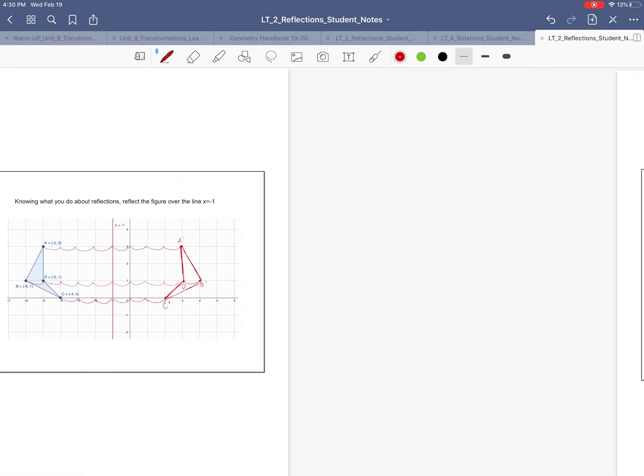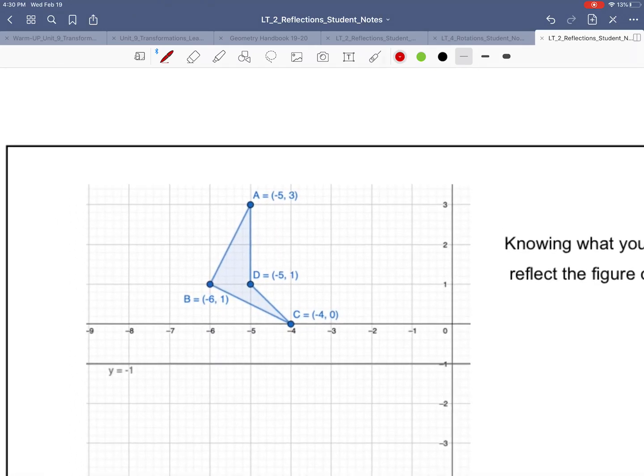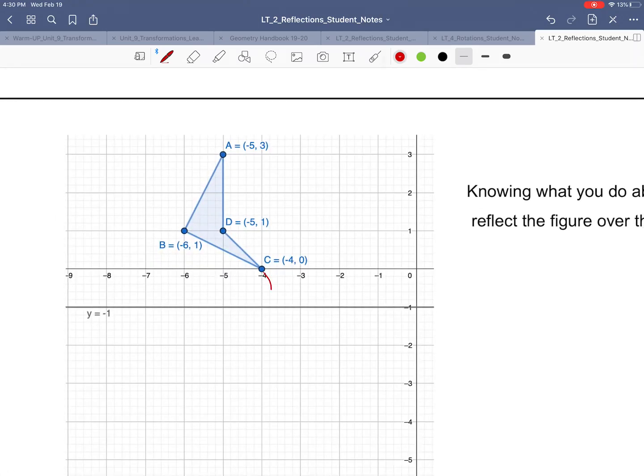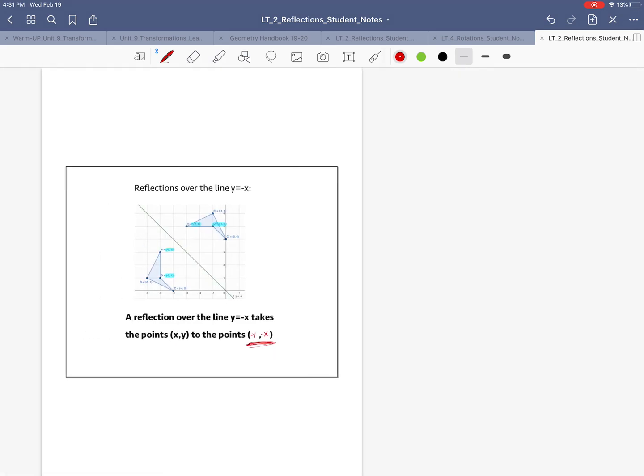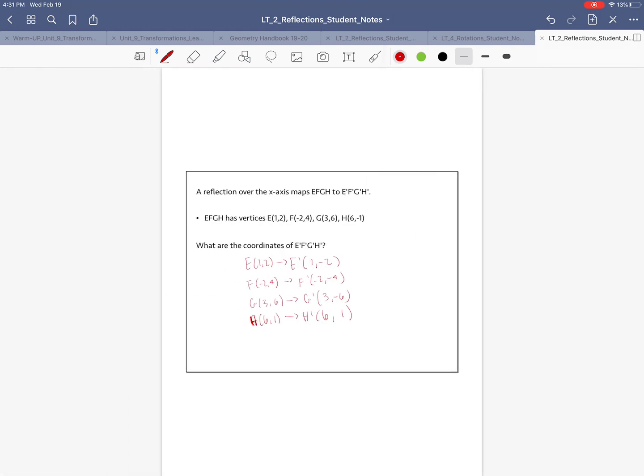And the same thing can be done here. C is 1 unit away from the line of reflection, so C prime is going to be 1 unit away. B is 2 units away, so B prime is going to be 2 units away. Same with D, and then A is going to be down here. We can connect these all. Super great. There you have it, folks. Reflections, super easy. I know you guys will get it, and that's all.